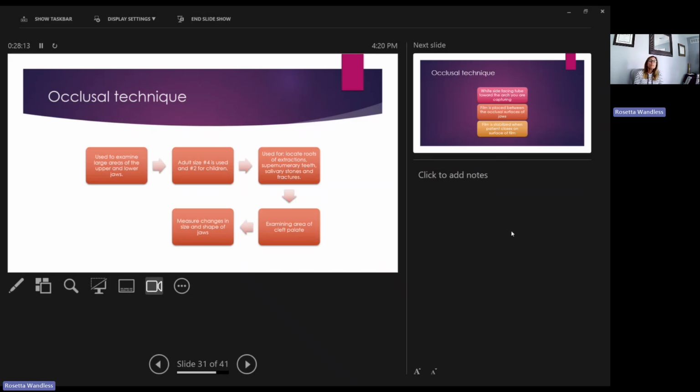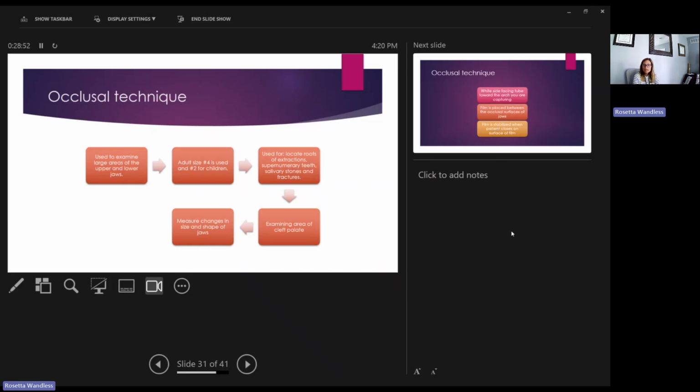Now, let's talk about the occlusal technique, which we briefly mentioned when we were talking film sizes. For an adult, to take an occlusal film, we would need an adult size number 4. And for a child, we could use a number 2. An occlusal image is used to examine large areas of either the upper jaw or the lower jaw, not together, they're separate. So we're either going to take a picture of the upper jaw or the lower jaw.